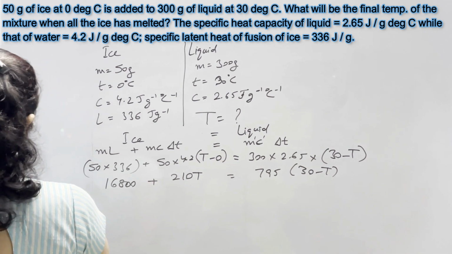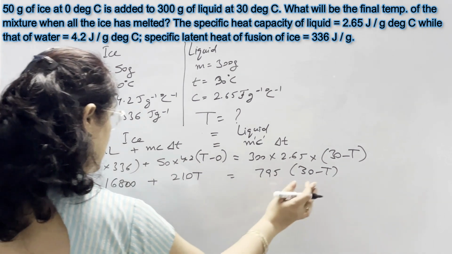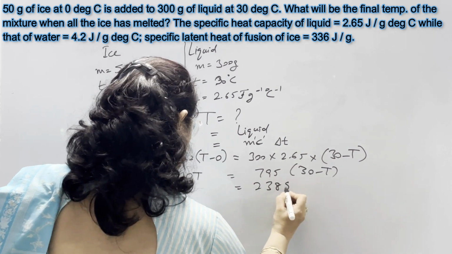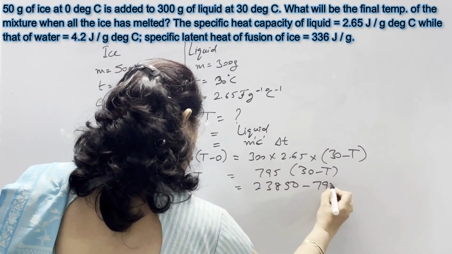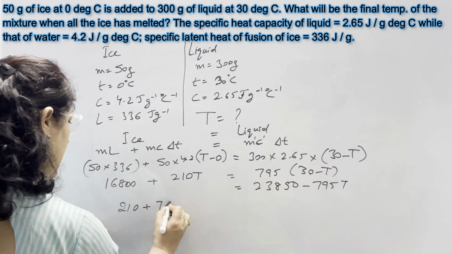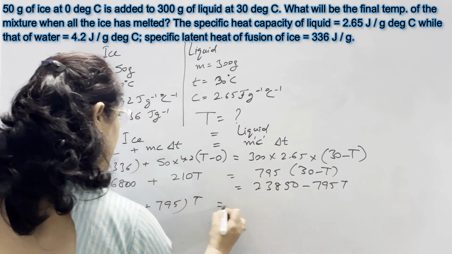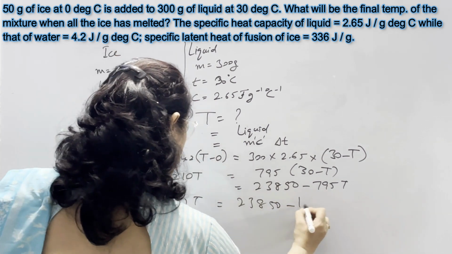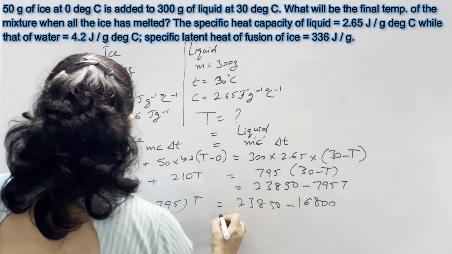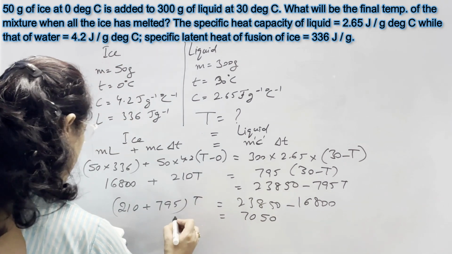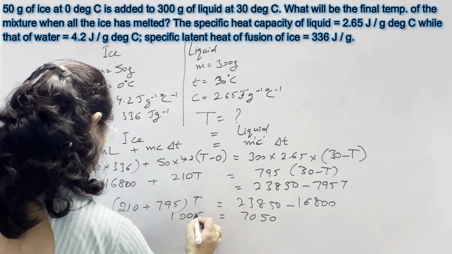So we can transpose the terms. On this side we can simplify this also: 23850 minus 795 T. Now this will come to 210 T plus 795 T is equal to 23850 minus 16800. After subtracting, we get the value 7050, and here after adding, 1005 T.